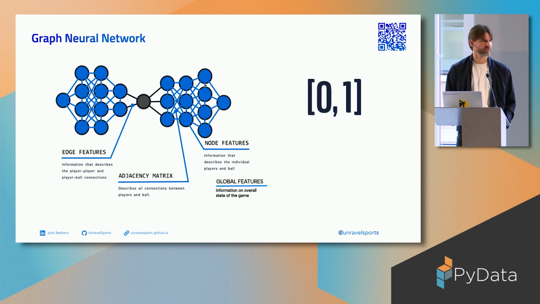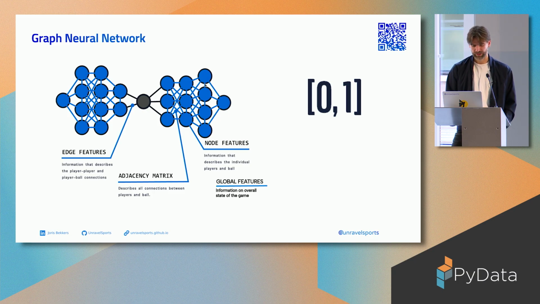The adjacency matrix will tell you which nodes are connected and which nodes are not. In the case of our research, we found that connecting all the players on one team and connecting all players on the other team and then connecting everyone through the ball was the best architecture solution.